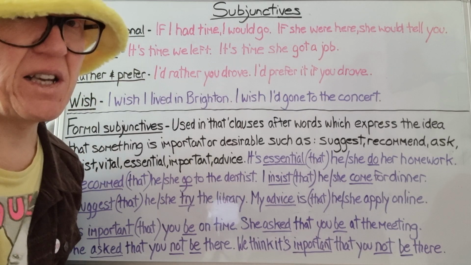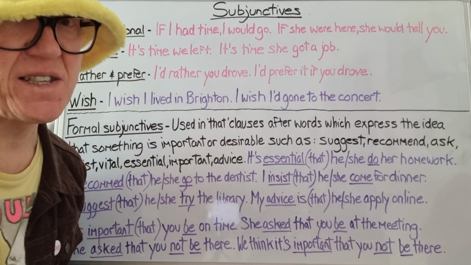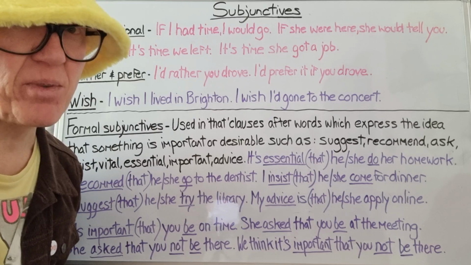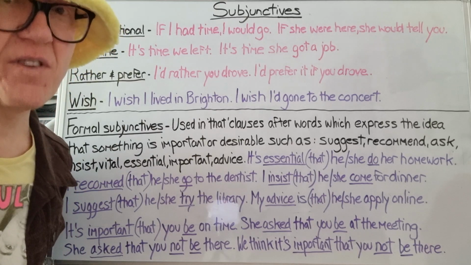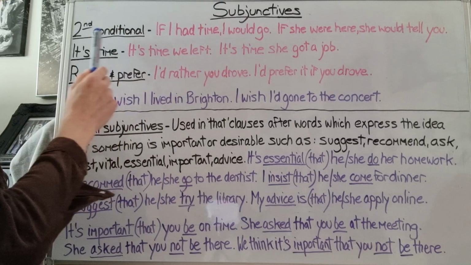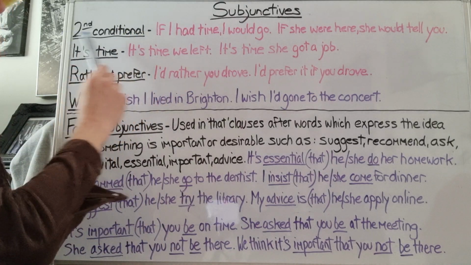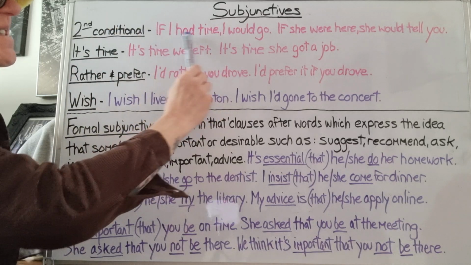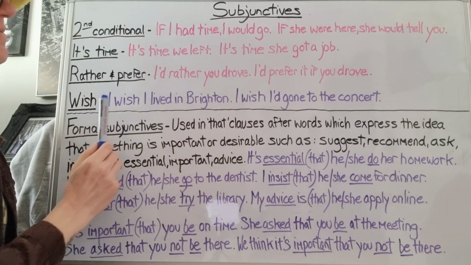Now instead of me explaining what the subjunctive is, I'm just going to show you some examples of the subjunctive in various sentences, okay? So, you'll find a subjunctive in a second conditional sentence. If I had time, I would go.